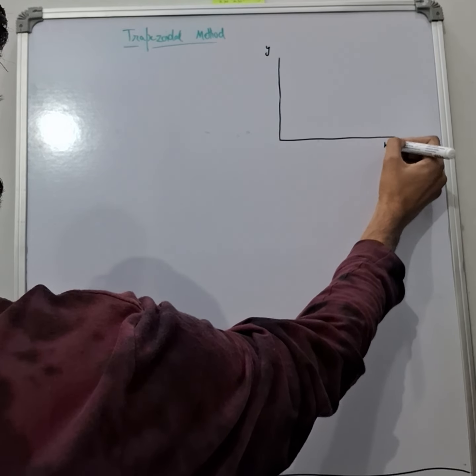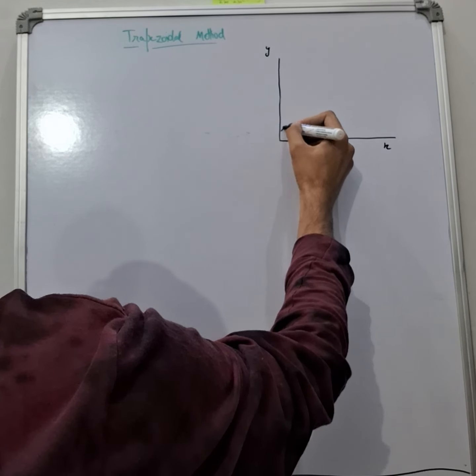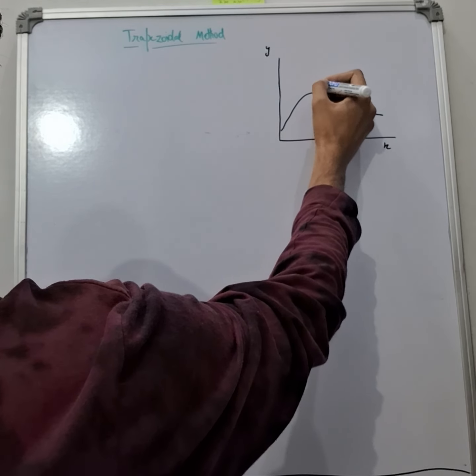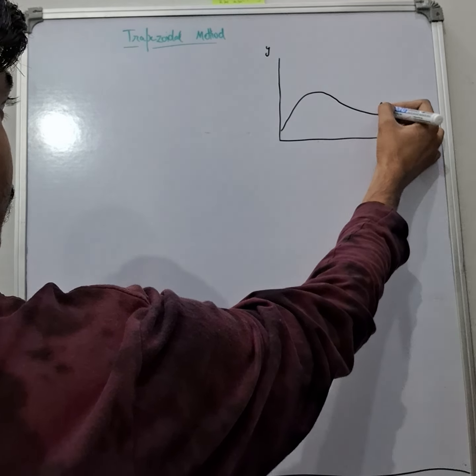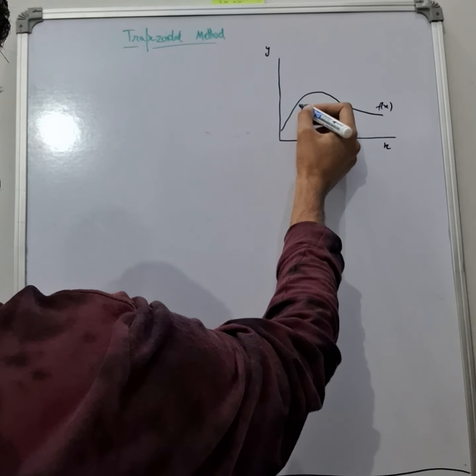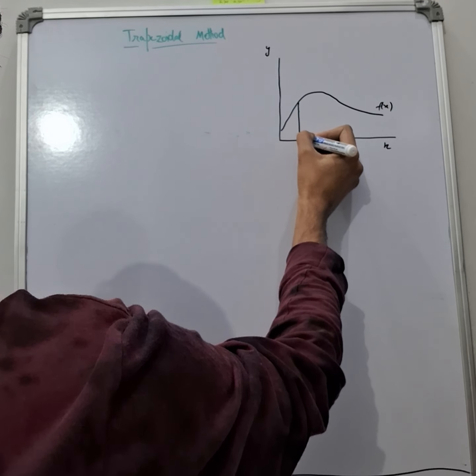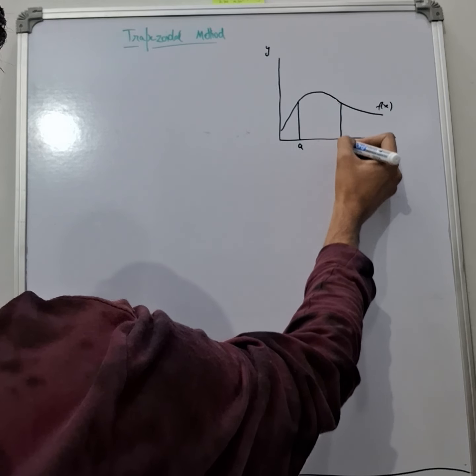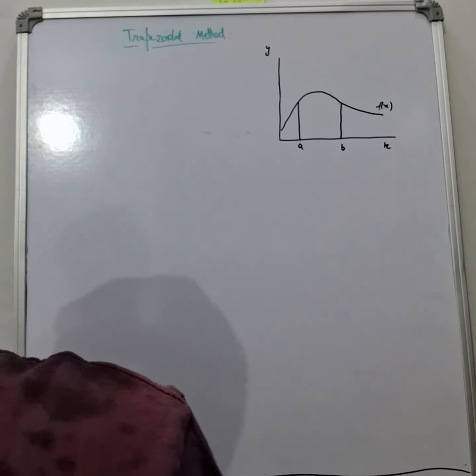This is the y-axis, this is the x-axis, and let's say you have a curve something like this, and let's call it f(x), and you want to find the area under this curve from point A to say point B.